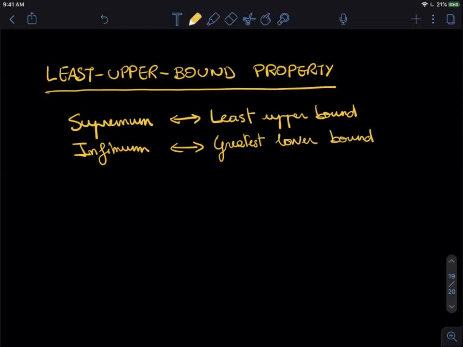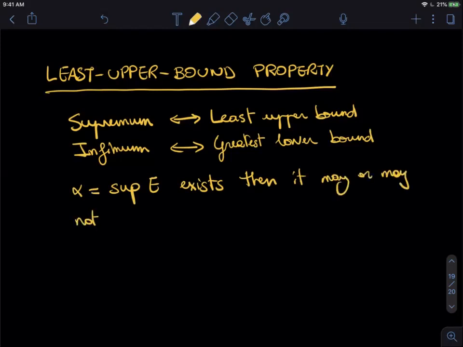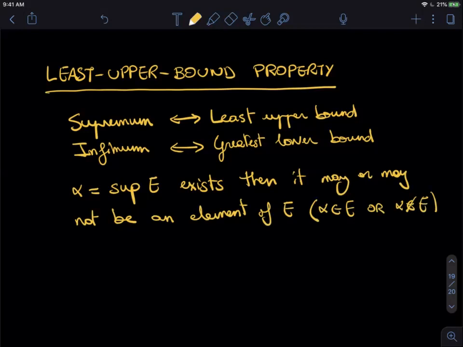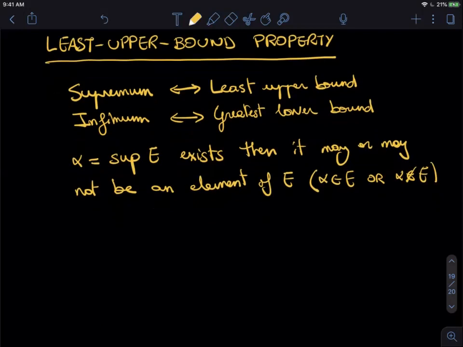Now, one thing I want to point out is if the supremum of a set E exists, then it may or may not belong to the set E. Alpha may or may not belong to E. So alpha belongs to E, or alpha doesn't belong to E. Of course, it will be only one of the two cases every time, but both possibilities are possible in principle.